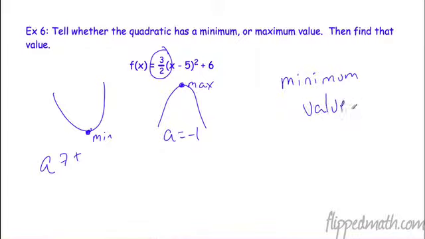And my minimum value is not the x-coordinate. I don't care where it lines up. I want to know how low does that go? Well, what is the y value here? The y value here is 6. So on this one, we have a minimum value of 6. All right, piece of cake.